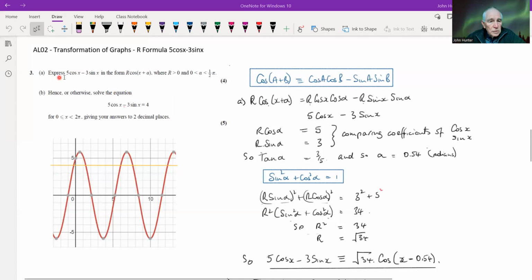So we've got: express 5 cos x minus 3 sine x in the form r cos(x plus alpha). r is greater than 0, and alpha is between 0 and half pi. Okay, so let's just read through the whole question. Hence or otherwise solve the equation 5 cos x minus 3 sine x equals 4 for this range.